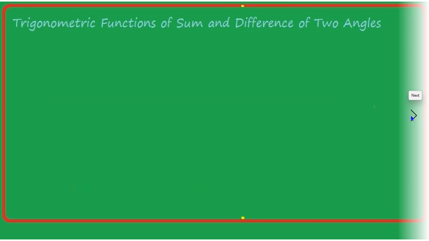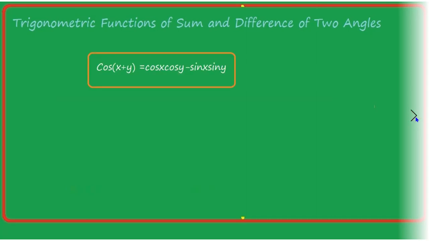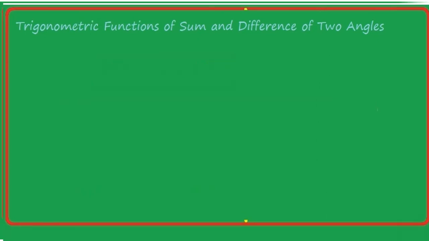Hello students, in this video I will explain one important derivation which will be asked for 6 marks in the annual examination. Here we are deriving cos of x plus y is equal to cos x cos y minus sin x sin y. To derive this, we require 3 important concepts and that should be used here to derive the cos of x plus y is equal to cos x cos y minus sin x sin y.